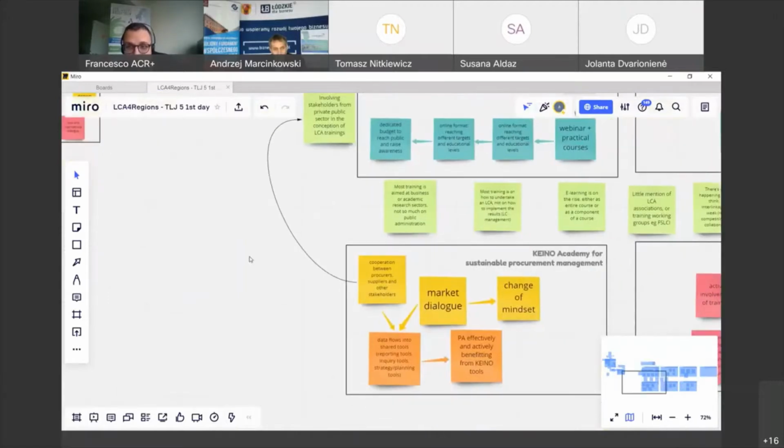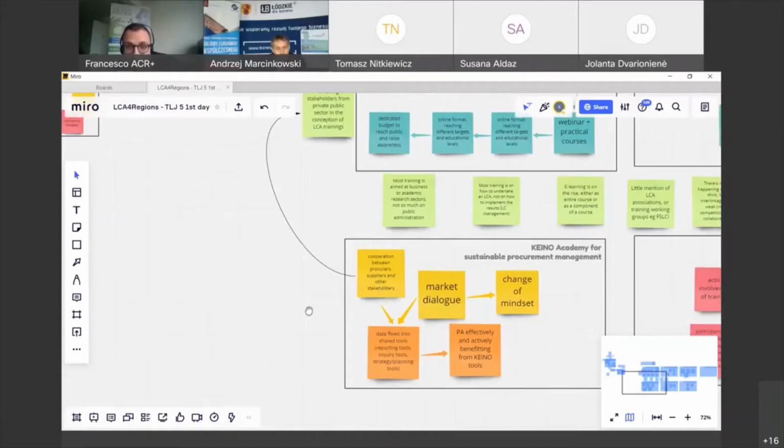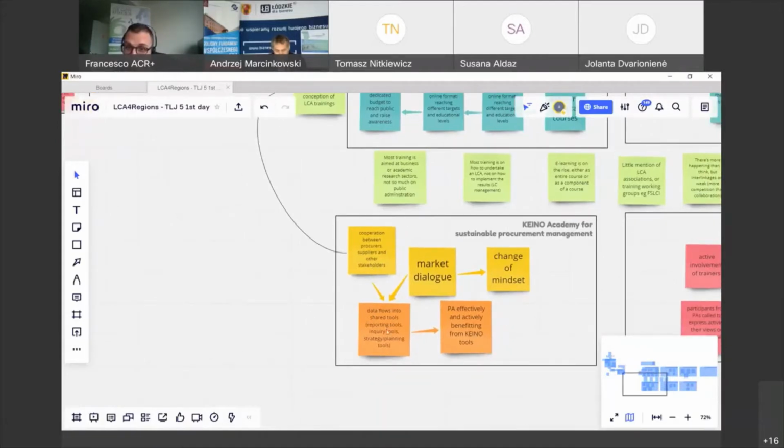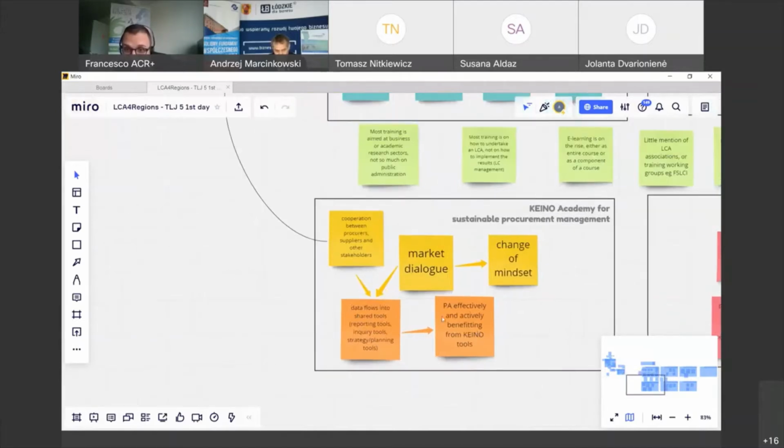Going a bit to Kino, that's super interesting how the first connection is about transversal dialogue, horizontal dialogue, and cooperation between procurers, suppliers, and other stakeholders, because training can't go alone, but it helps also to reinforce market dialogue. This also helps to collect common data flows and build shared tools and have concrete indicators on the effective use of shared tools by public administration. So we have a follow-up impact.